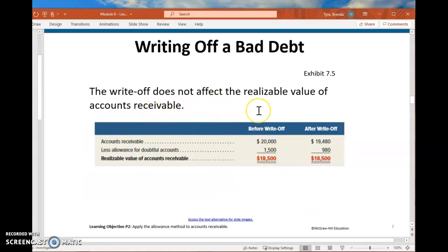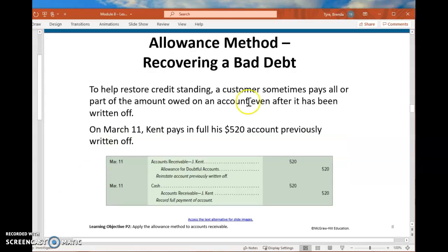The write-off does not affect the realizable value of the net accounts receivable. We still had the $1,500 in there, right? And the $20,000, now we wrote off the amount that we deemed not collectible. The allowance was reduced. Our net receivable is still the same number because we just moved it from one account to the other.